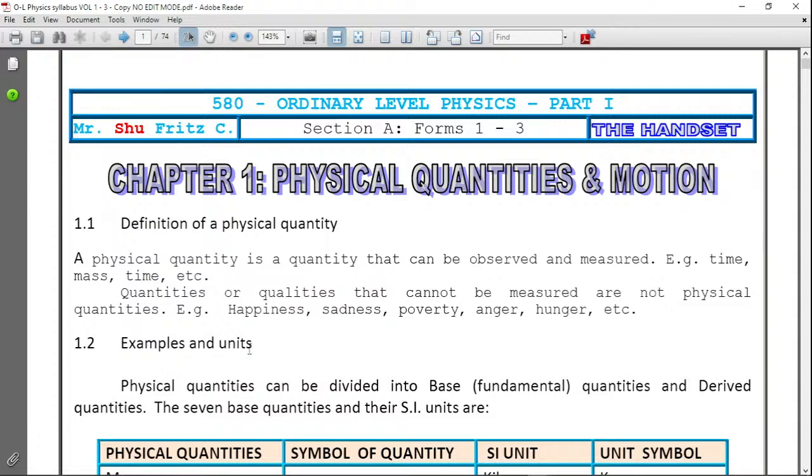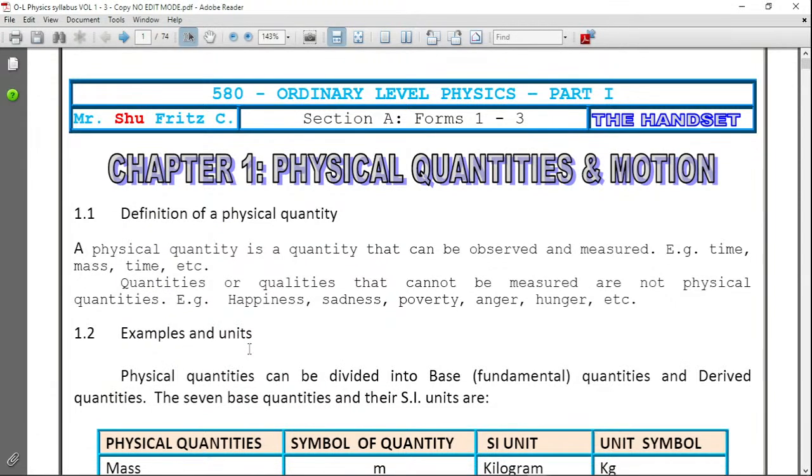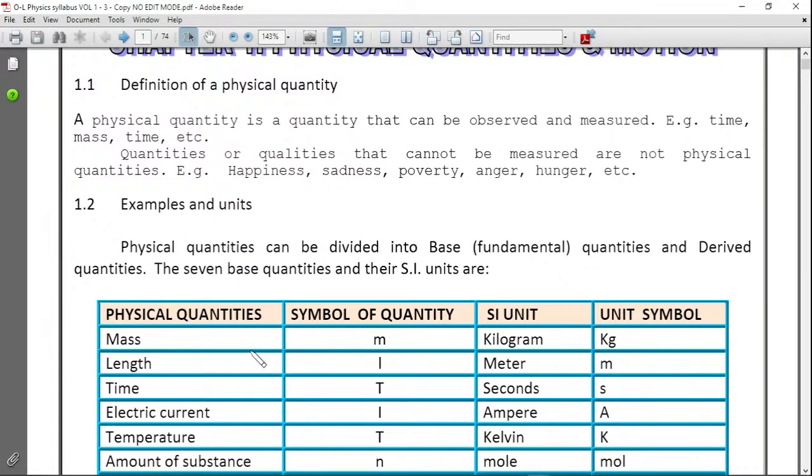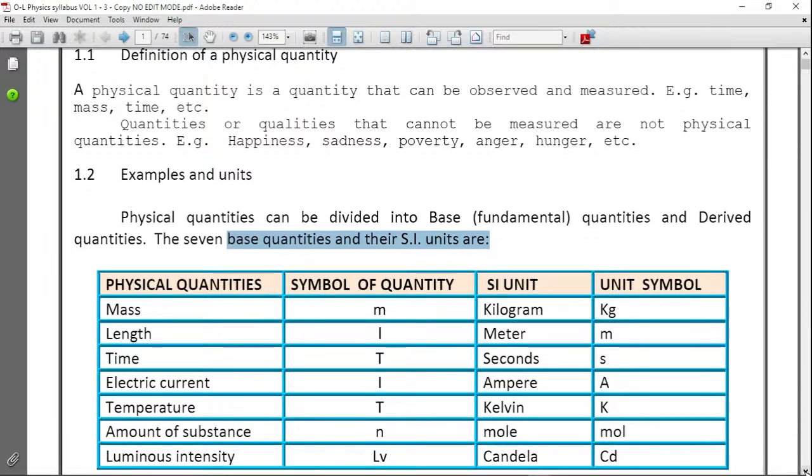And examples and units of physical quantities: normally there are 7 basic or fundamental physical quantities from which all the other physical quantities that exist are derived. So the 7 basic physical quantities and their SI units are: we have length. The symbol for length is L, and the SI unit of length is the meter. We have mass. The symbol for mass is M, and the SI unit is the kilogram, kg.